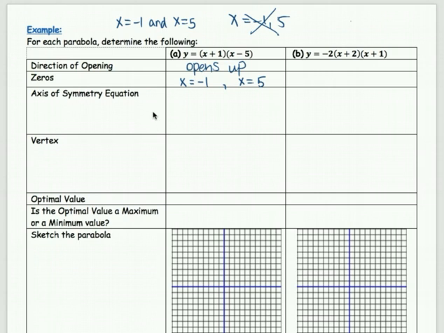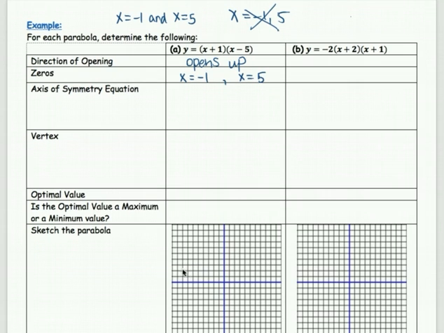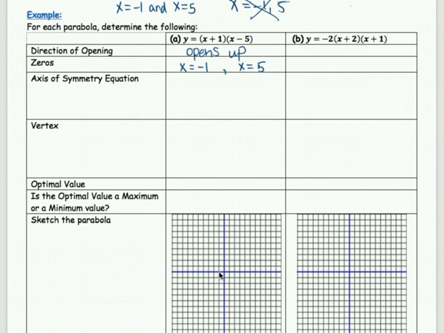All right, so from there, we can even add it on here. We know the x-intercepts, one's at -1, one's at +5. There it is. We know that it opens up, so we know that the graph will go this way, and then the bottom will be here somewhere.